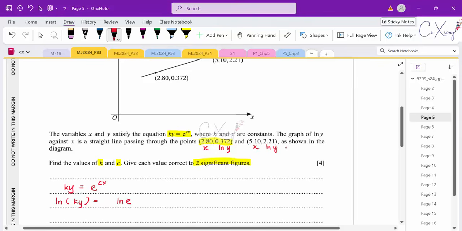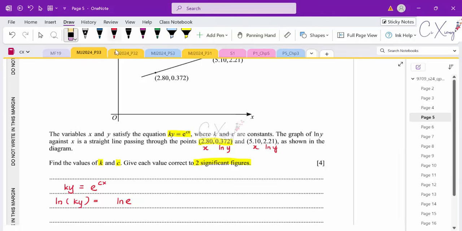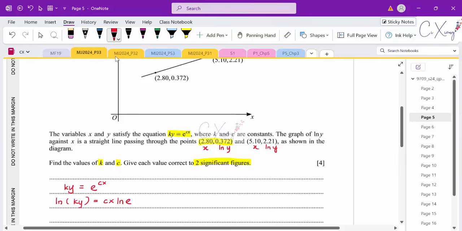Then of course you can apply the rules here, right? So for ln e^(cx), the cx you can put in front, it becomes a constant, a number. So cx multiplied with ln e. And then what's the value for ln e? Okay, so ln e basically equals 1, right? Then what else can I do?